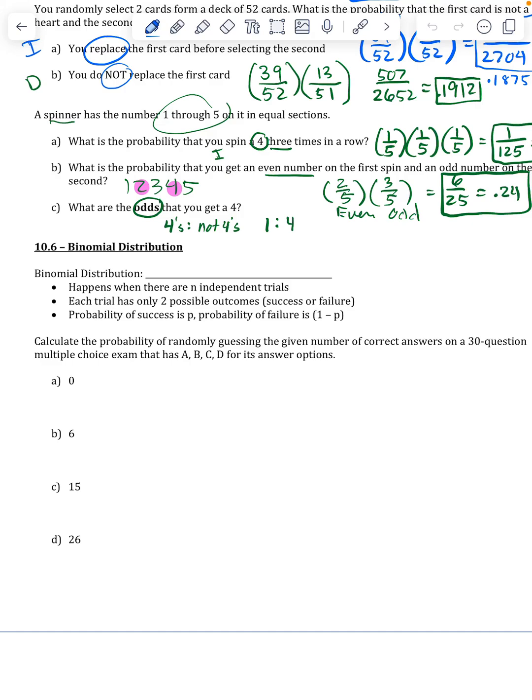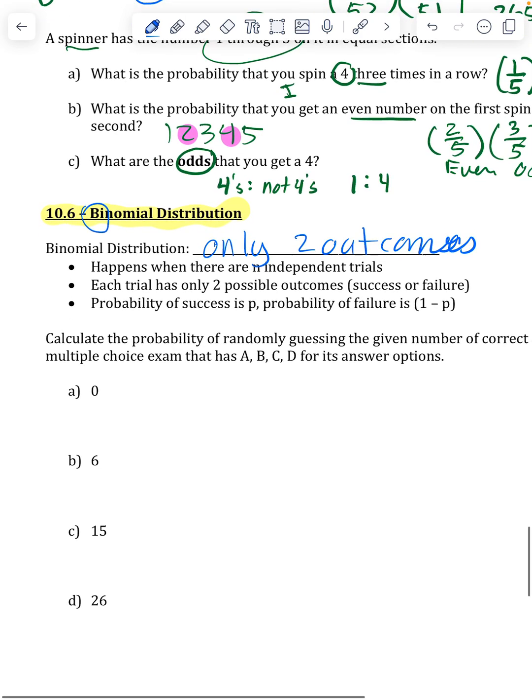Hey guys, we're going to do the very last section of chapter 10. It's called binomial distribution. And if you have learned about prefixes in English, you know that bi means two. So binomial distribution is going to mean that you only have two outcomes. And when you meet these conditions, you can use this process.